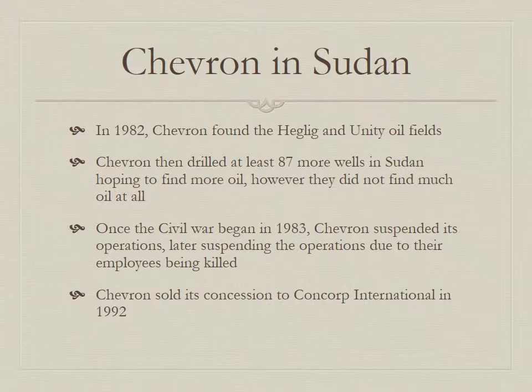Chevron found 2 very large oil fields in Sudan and got greedy, so they started drilling, completing at least 87 more wells. They did not find hardly any oil and ended up losing around $880 million due to dry wells. Chevron stayed in this area producing the initial 2 wells they found up until the Civil War began in 1983. Once the Civil War began, they suspended operations in Sudan, trying to wait out the war. However, 3 of their employees got killed in crossfire, and Chevron decided it was in their best interest to suspend operations.